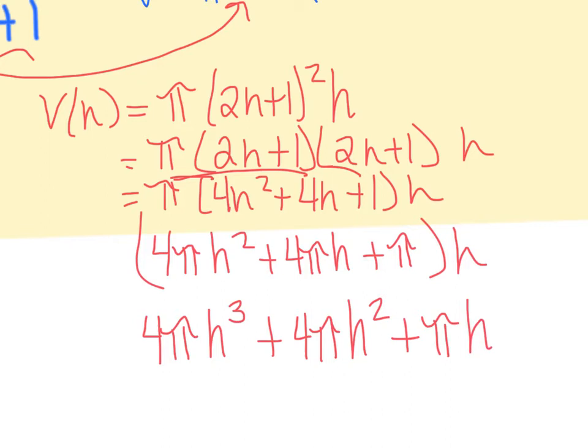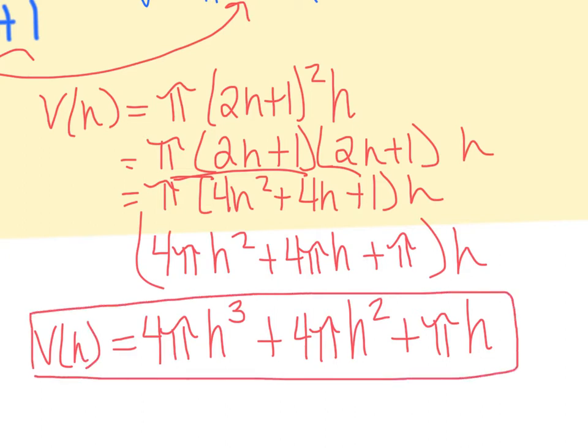Now it doesn't matter if you write the h cubed before the pi. You could say 4h cubed pi plus 4h squared pi plus h pi. It doesn't matter where you put the pi because it's all being multiplied, so the order doesn't matter. But it does matter that you've got the 4 and the exponents. Obviously those matter. So the volume in relation to the height is going to be 4 pi h cubed plus 4 pi h squared plus pi h.